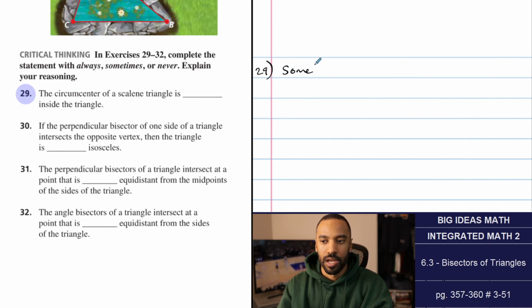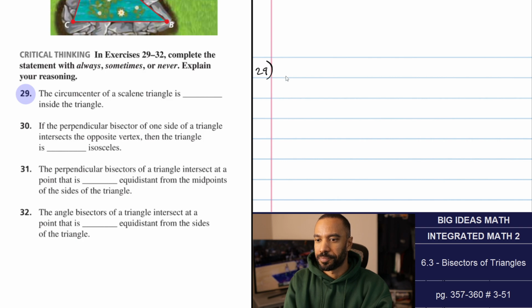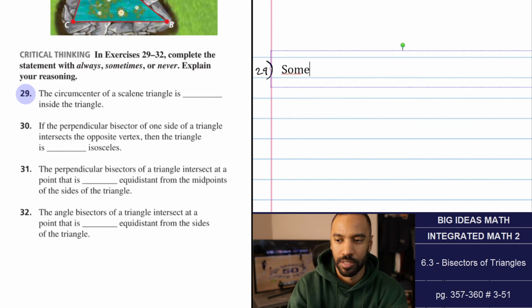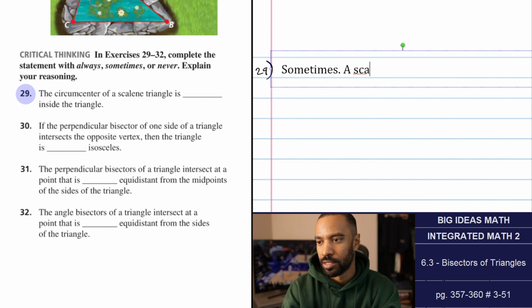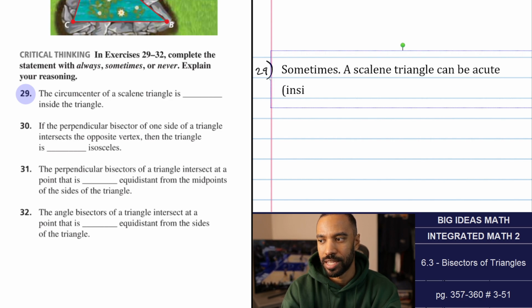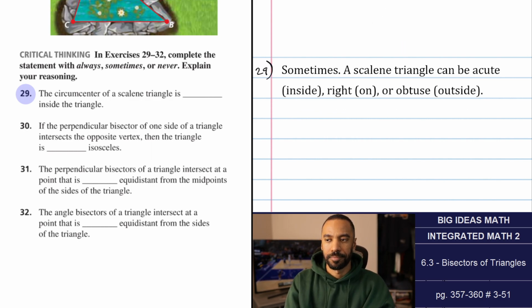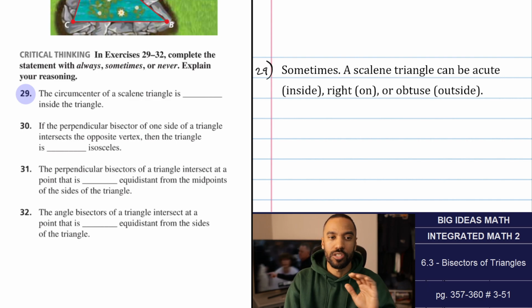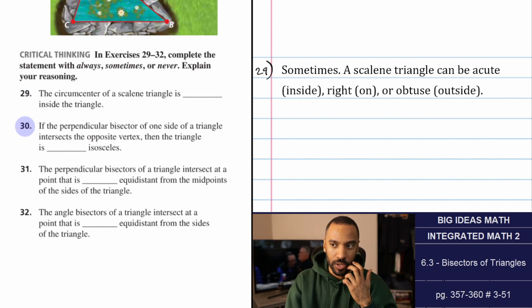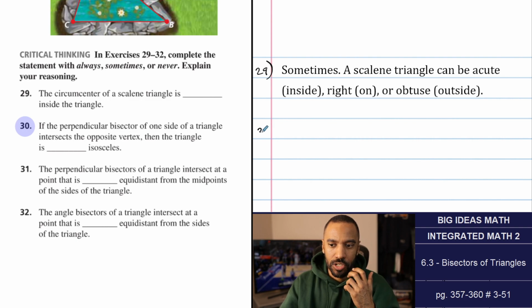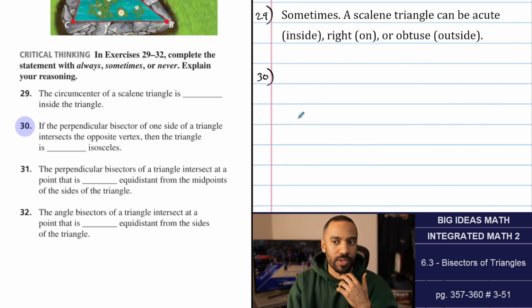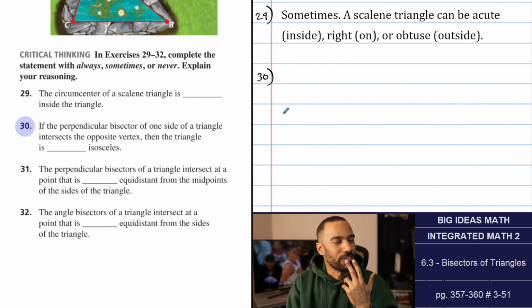They say explain your reasoning. So let's type this then. So number 29 is sometimes. A scalene triangle can be acute, when the circumcenter is inside, right, when it's on it, or obtuse, when it's outside. So sometimes it's inside when it's acute, sometimes it's not. And I think that's the best way. I should have just explained when it can and when it can't in a sometimes situation. Sometimes it's harder to explain your true versus your false.